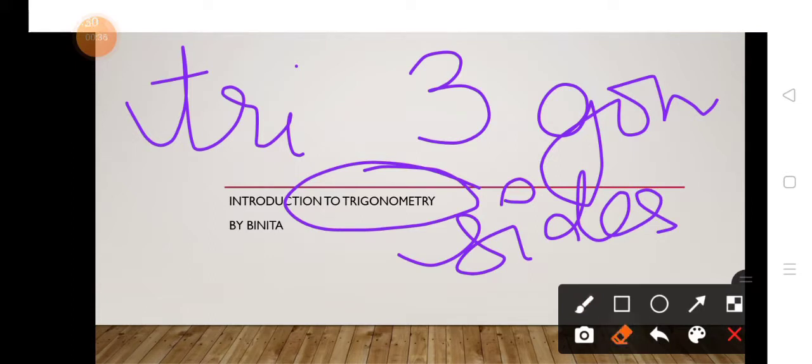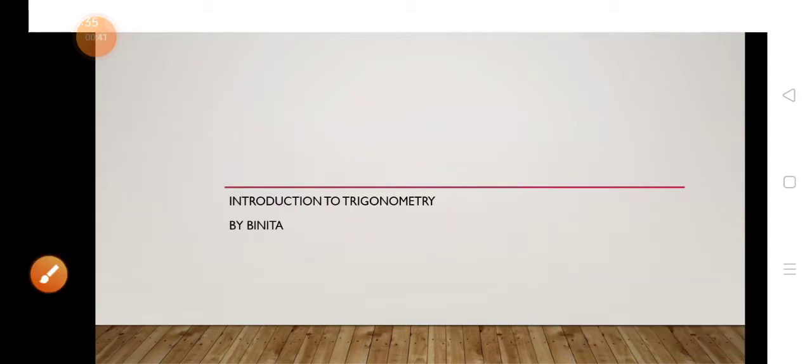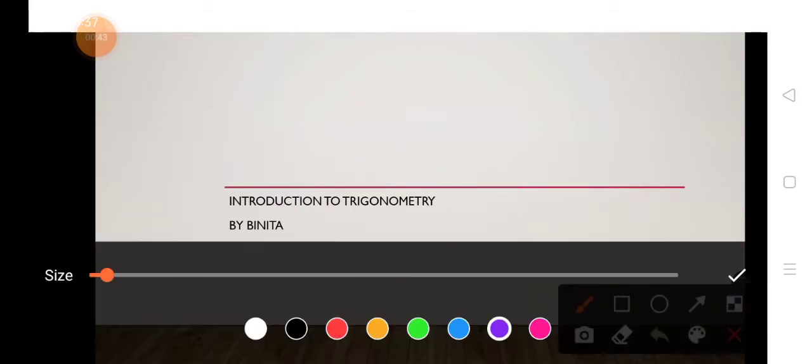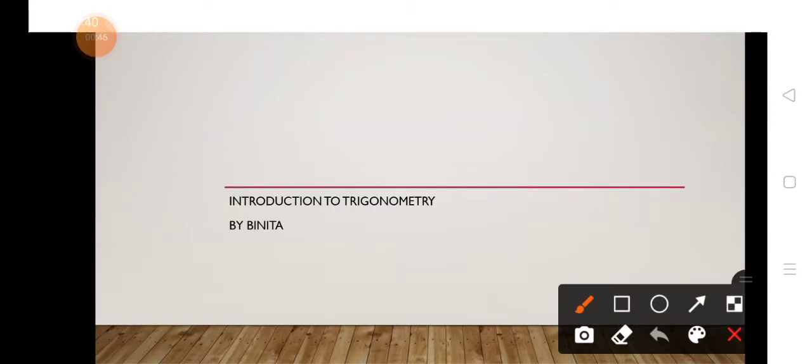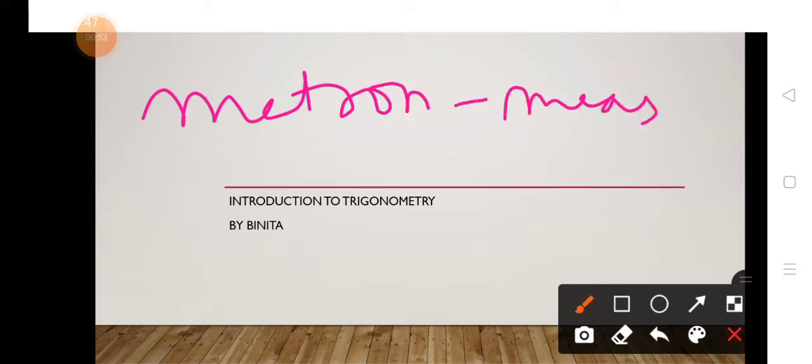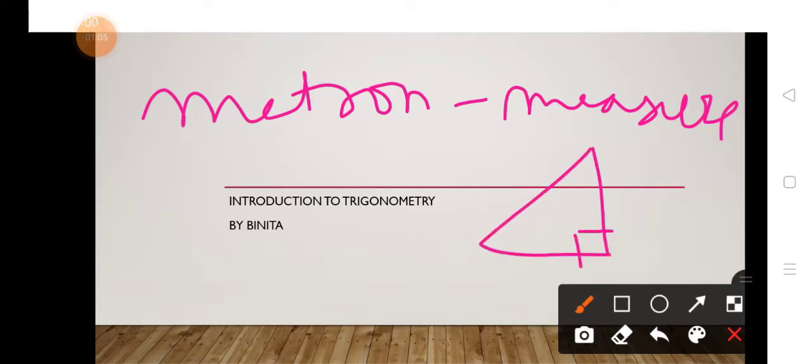and gon, meaning sides, trigon, and then metron. Metron means measure. Okay, fine. In fact, trigonometry is the study of relationships between the sides and angles of a triangle. Suppose this is a triangle. Suppose this is 90 degrees. We learn the relationship between the angles and the sides, these sides and angles.